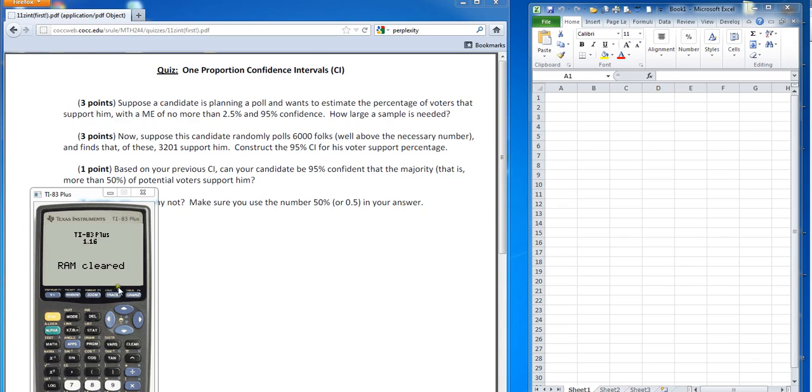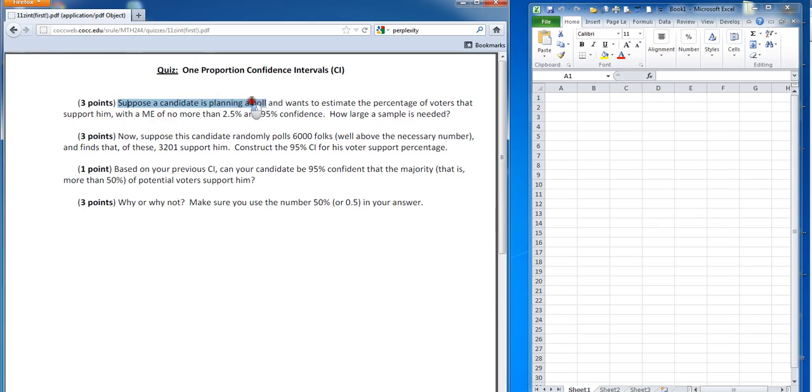This is the onboard TI you can put onto your computer, but I don't know how to put programs into it. So I'm guessing some of you use the sample size calculation program to answer number 1 here. So I'm going to use Excel, and then we'll shut down Excel, and we'll use the TI for the rest.